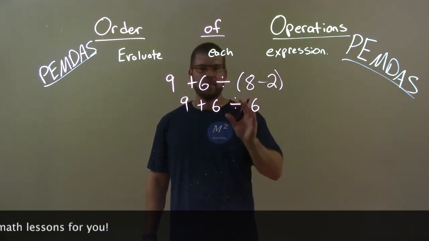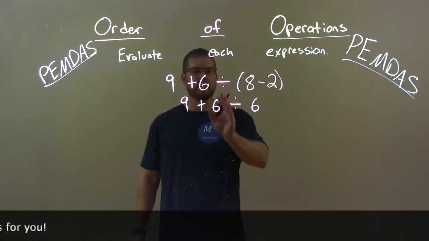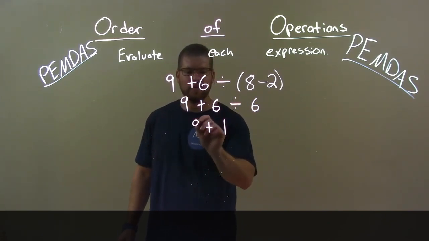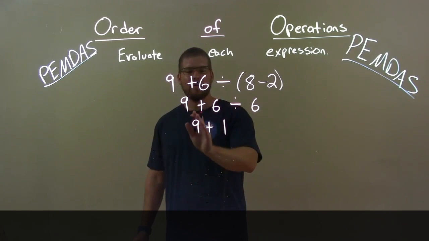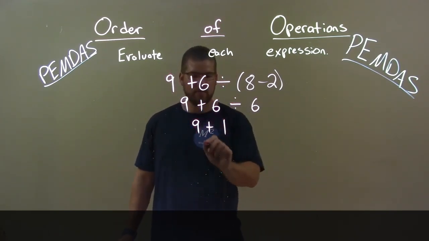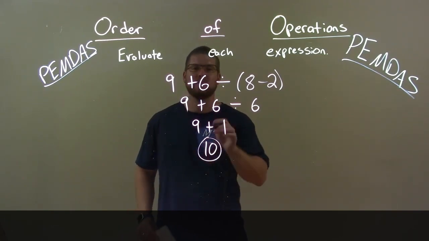Division is now the top dog, what we got to do. 6 divided by 6 is 1. Any number divided by itself is 1. So now we have 9 plus 1. Well, addition is our last step. 9 plus 1 is 10. Final answer, just 10.